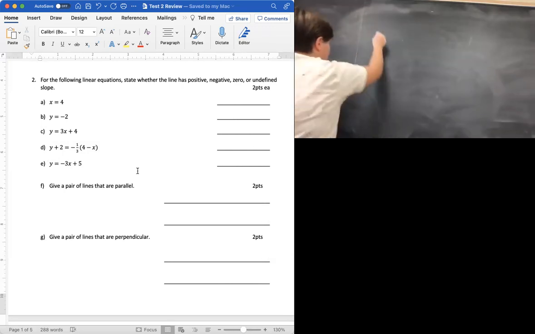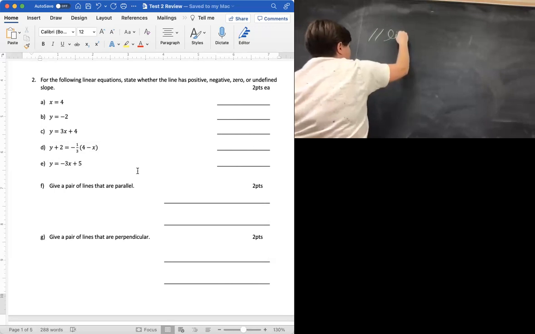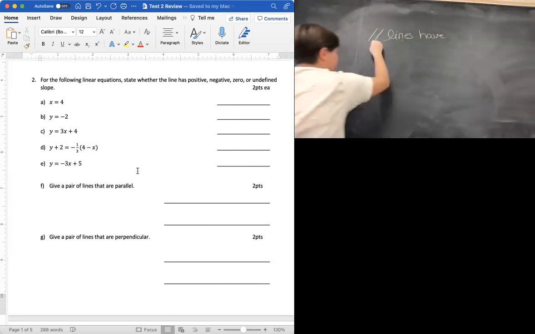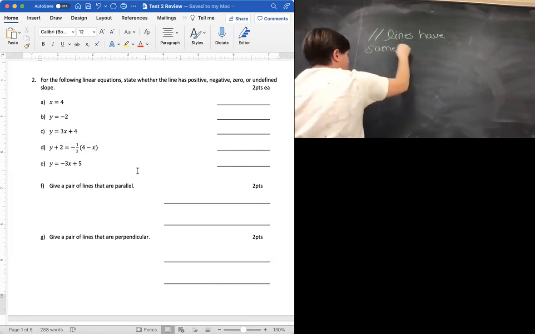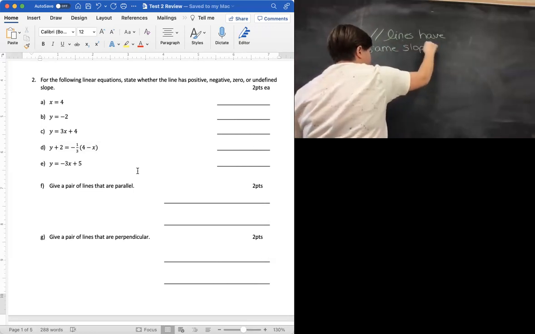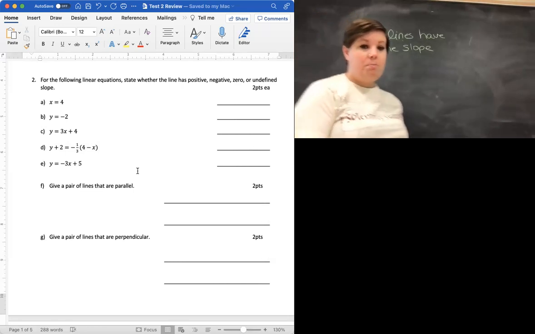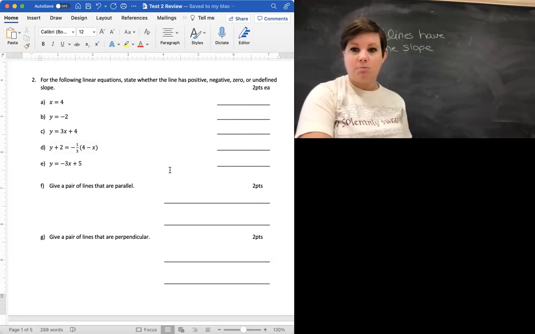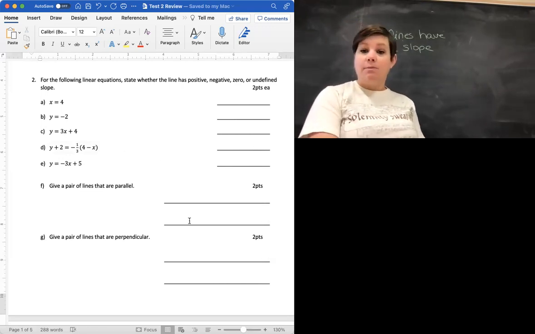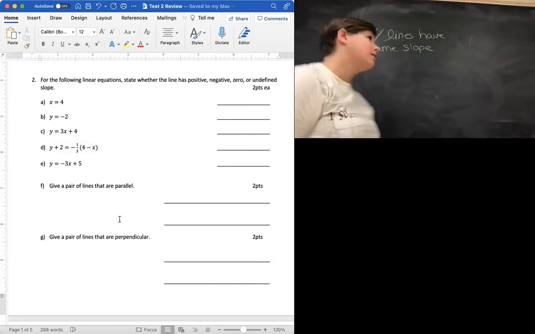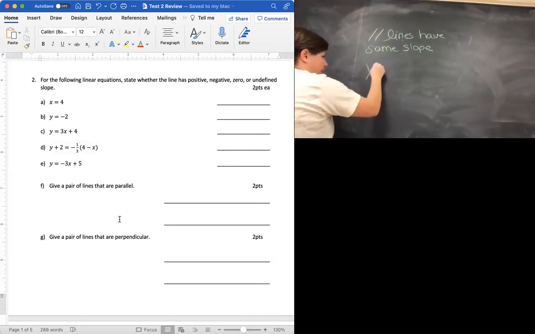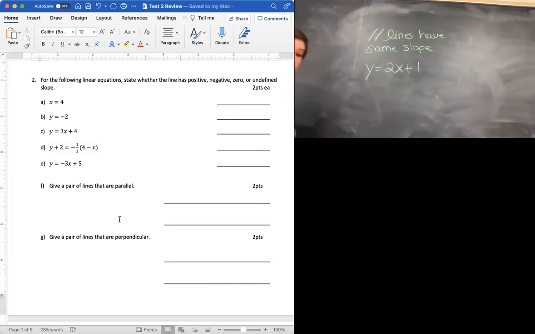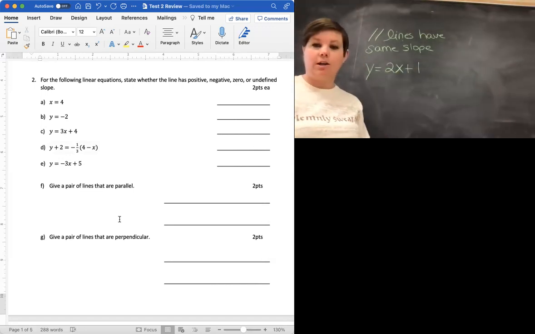Remember, parallel lines have the same slope. Now, I'm not expecting you to pick from A through E an equation and find its parallel line. That's not what I'm saying. I'm saying give me any parallel lines. So write an equation of a line. y equals 2x plus 1. There's an equation. So that goes on your first line.